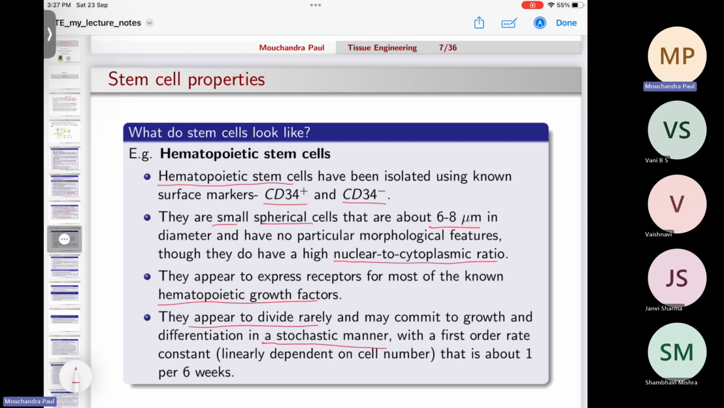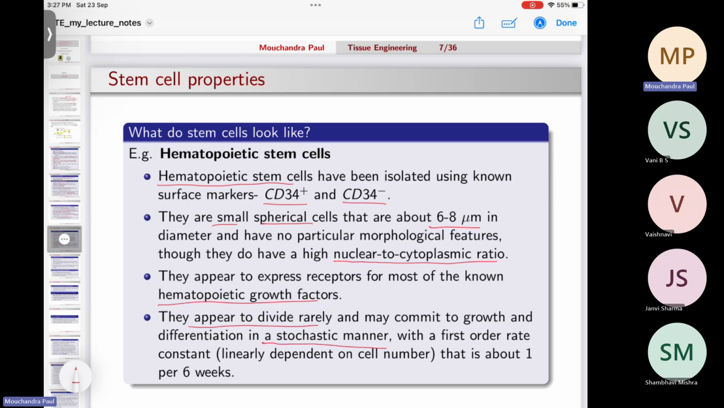This is an observation that people have reported in their research. Maybe new information will come later on, but that is what I know. So the division is very rare. They hardly divide, and even if the division or differentiation is going to happen, it happens in a stochastic manner. Stochastic means you cannot say for sure what is happening. It is completely luck, by chance. Okay, that is the meaning of stochastic.